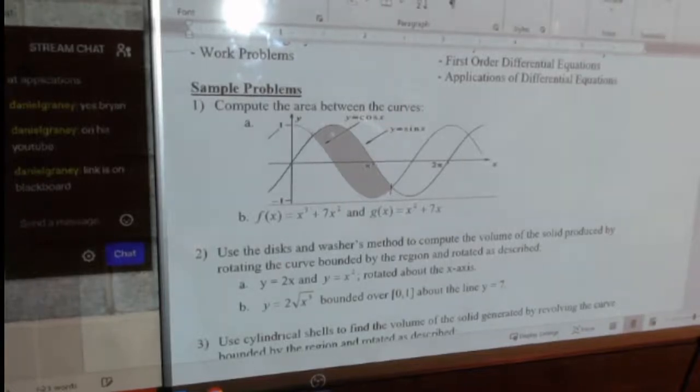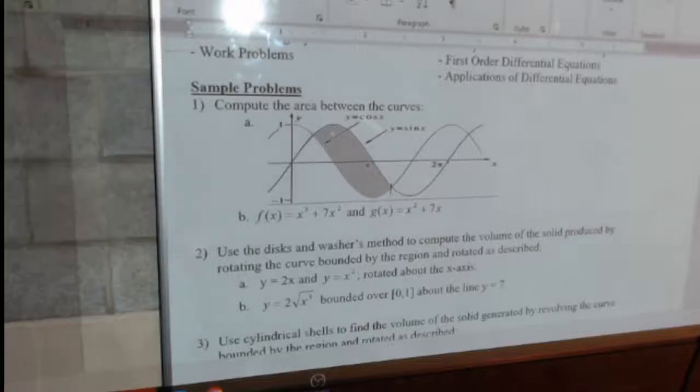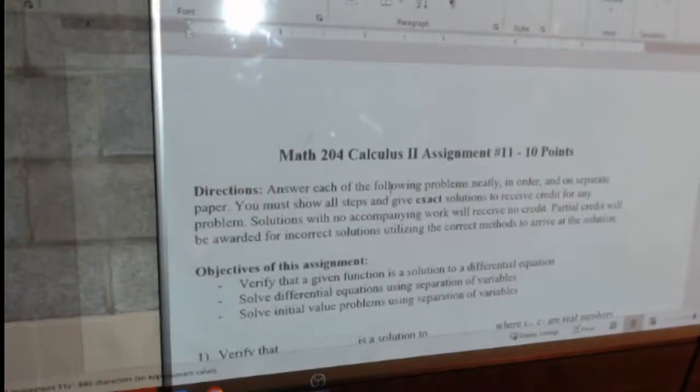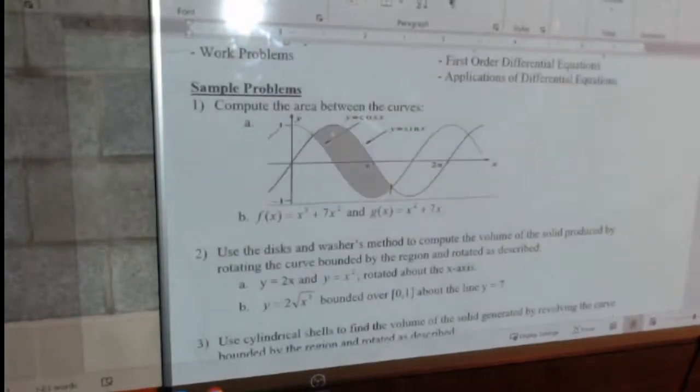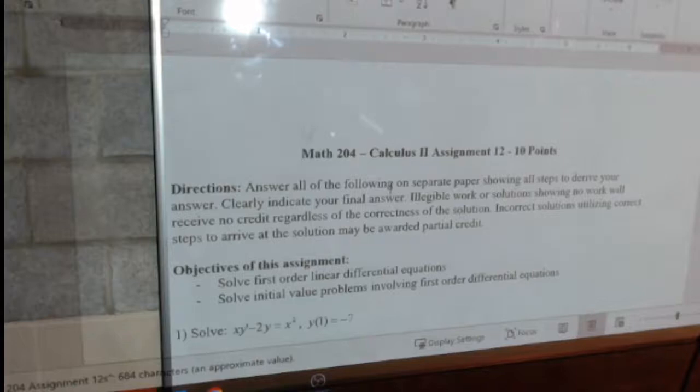Alright, let me just pull up the assignment. I don't remember which one it is off the top of my head. So those are all separation of variables. Did one of those, so let me go ahead and do one of the integrating factor ones instead.